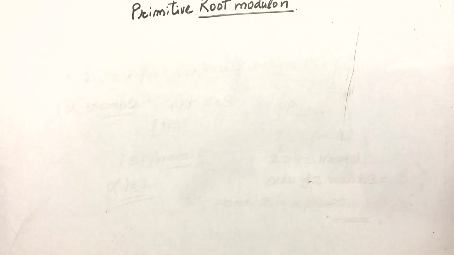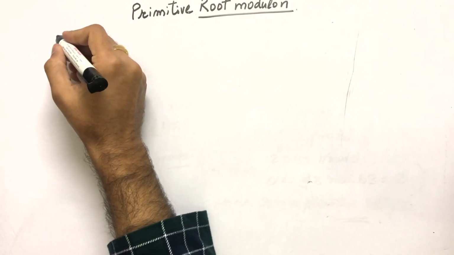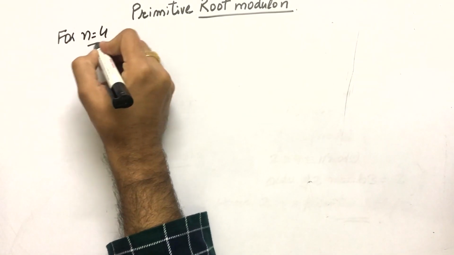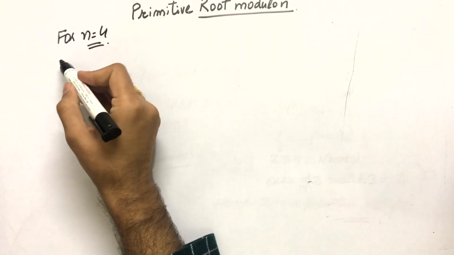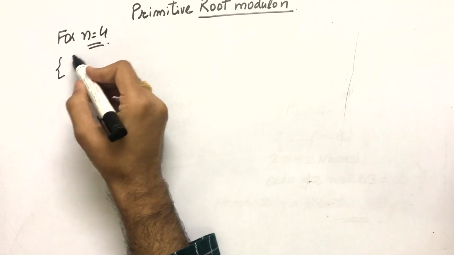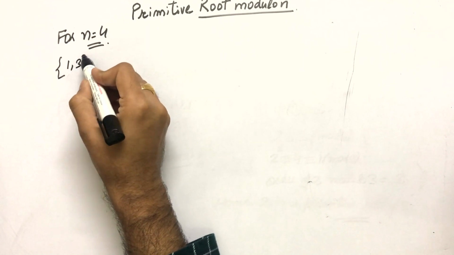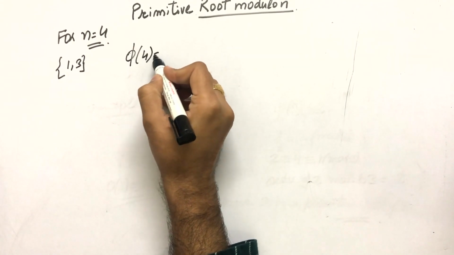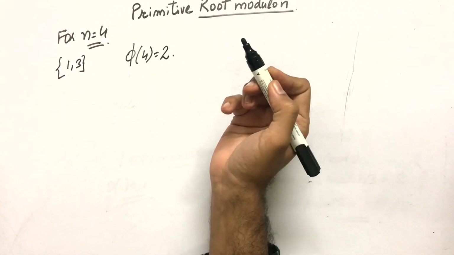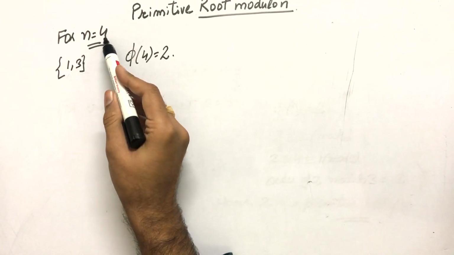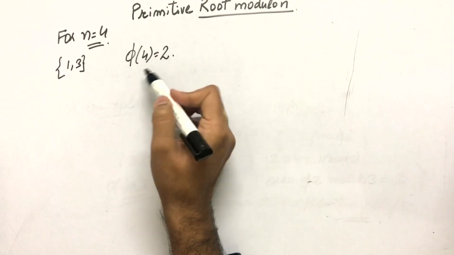Let us have one more example for n is equal to 4. Now very easily we can write the numbers which are relatively prime to 4. What are those? 1 and 3. And also from this we can write phi of 4. That is also 2. Now out of these two, the primitive root of 4 is the one whose order is this much.